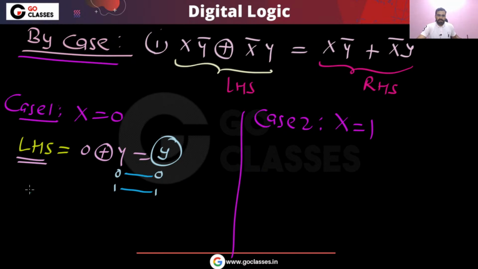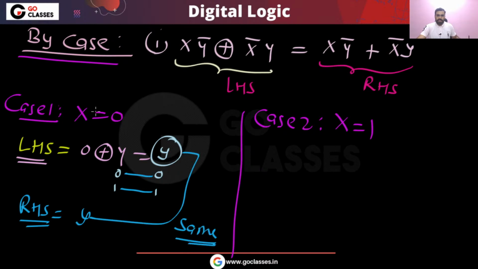What is the RHS when x equal to 0? Then this will be 0, and the RHS is also y. So you can notice they are the same. When x equal to 0, both are the same.